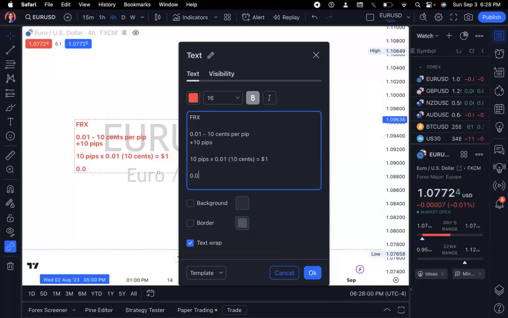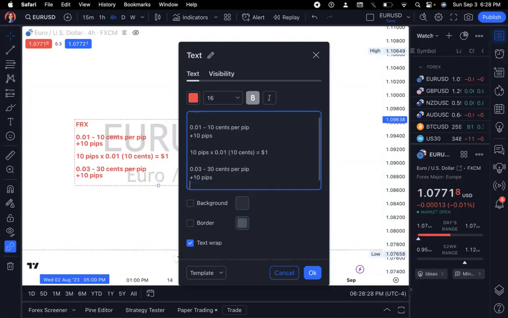Now I'm just going to jump up a little bit because this is a safe lot size, right? If you have a $50 or $100 account, this is 30 cents per pip. So this means that for every time the market goes up 1 point, you're going to be making 30 cents, right? So let's just say the market went up 10 pips again, but this time we had risked 30 cents.